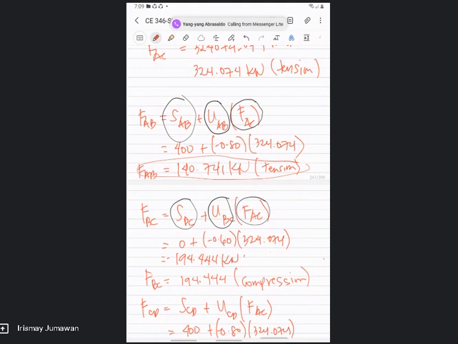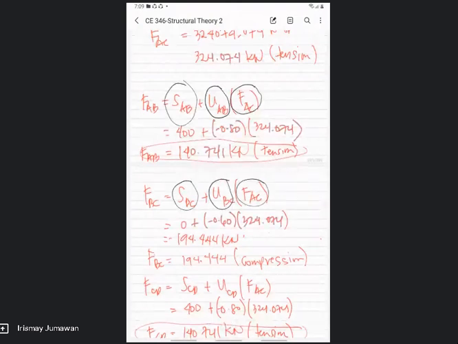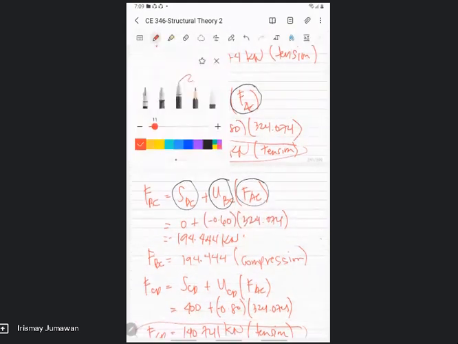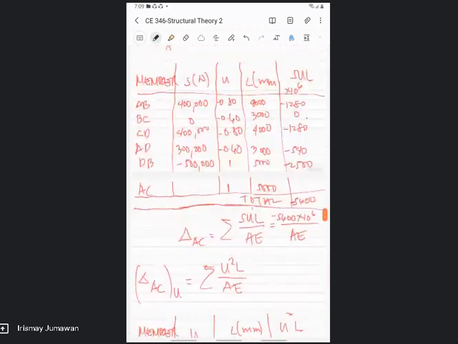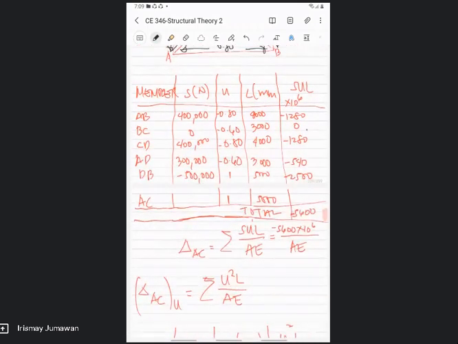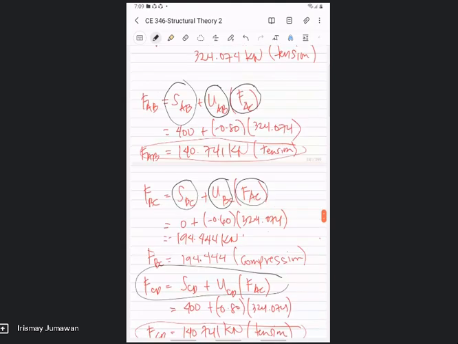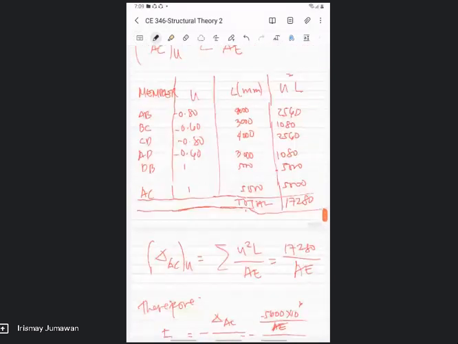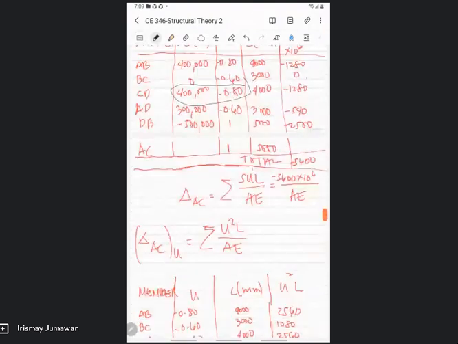Okay, so again, for member CD. So, you have the formula, the stress CD plus unit load CD times FAC. So, you have that one. Tanaw na po ninyo sa table. Okay. So, you have this is the FCD. So, you have here 400,000, then 0.8. I-substitute ninyo sa formula.